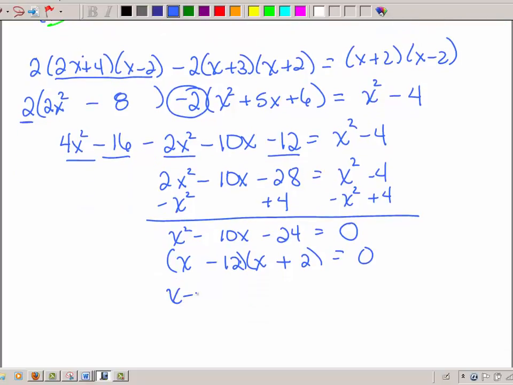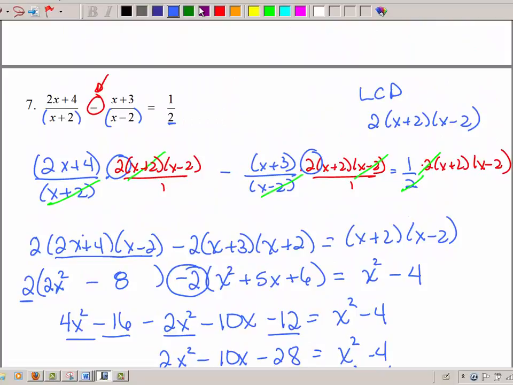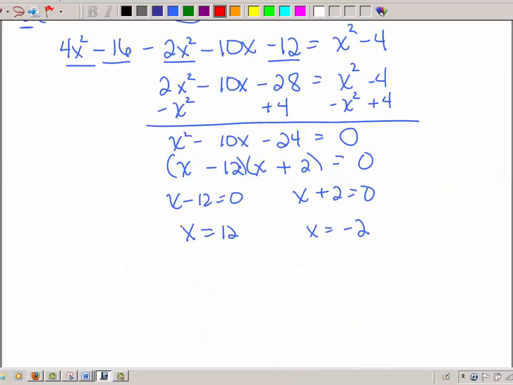So we set each factor equal to 0, and we solve. Still not done. Okay, so we have to go way back up here, and we have to check 12 and negative 2. So 12 plus 2 isn't 0. 12 minus 2 isn't 0. So that's okay. What was my other answer? Negative 2. All right, so if I plug in negative 2, what happens? That's 0. So I can't keep negative 2. That's an extraneous solution. So 12 is okay, but that one is not.